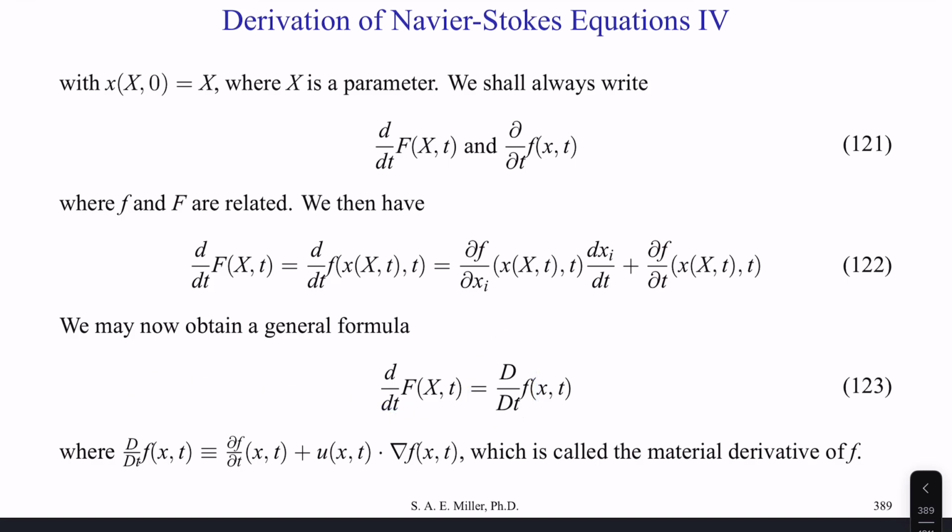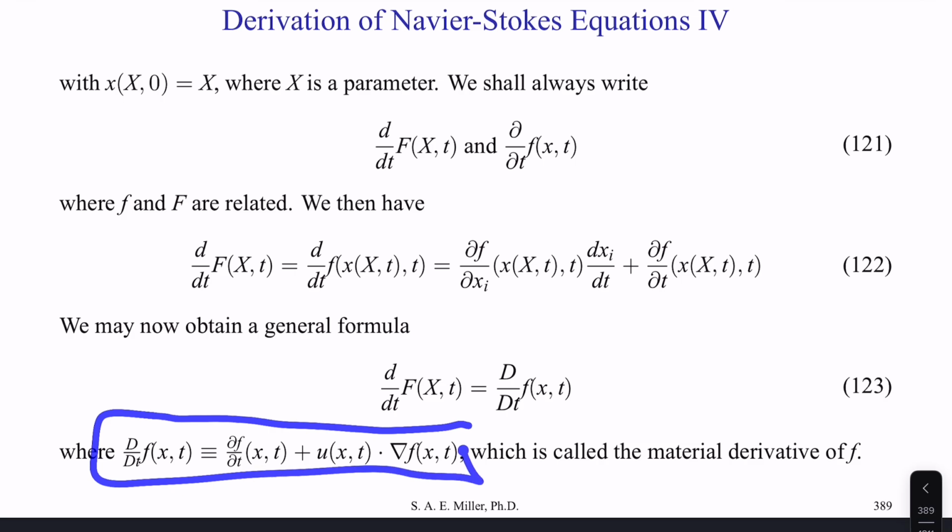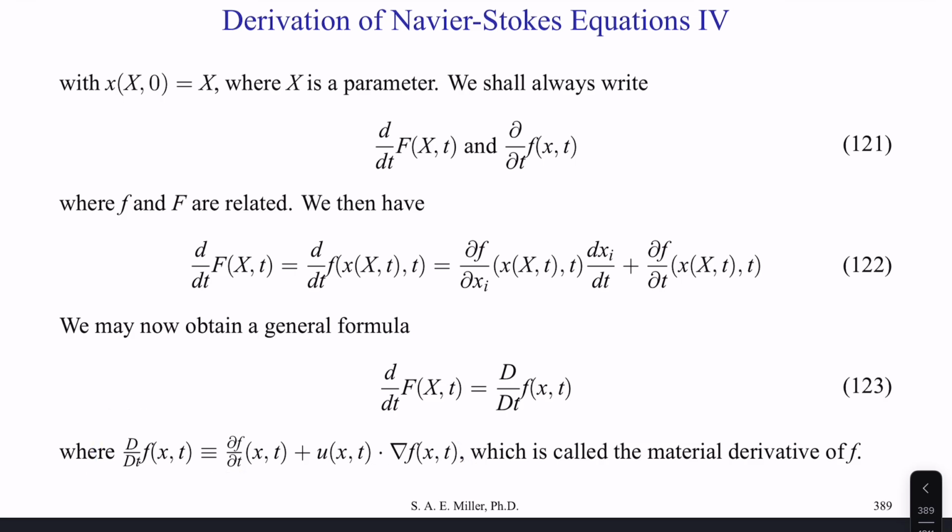The material derivative is now defined as, for that particular fluid variable, D f dt is partial f partial t plus u dot nabla f, and we'll call this the material derivative.